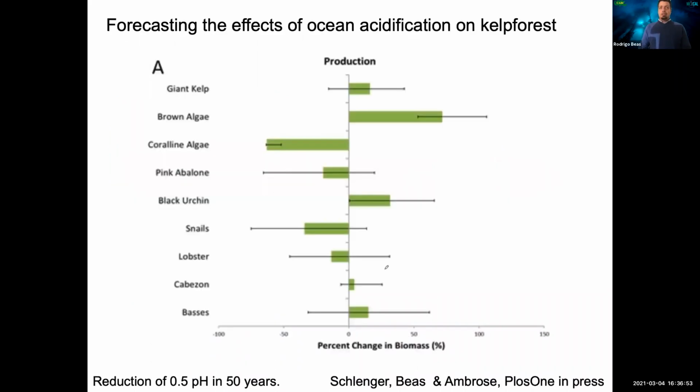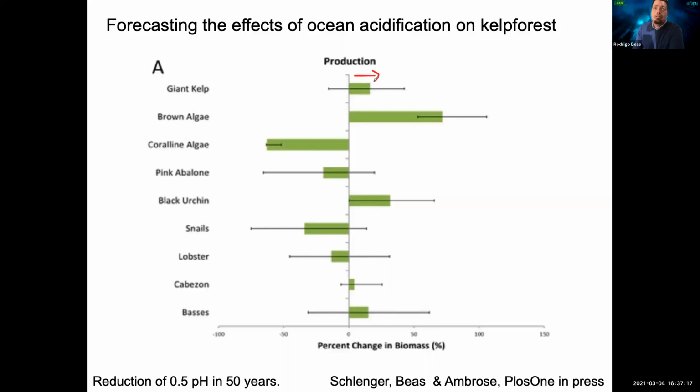With those, we have used this model to simulate changes in the reduction of pH. This graph shows the result, where green bars indicate the direction and magnitude of change. Broadly speaking, this model suggests that macroalgae do relatively well.